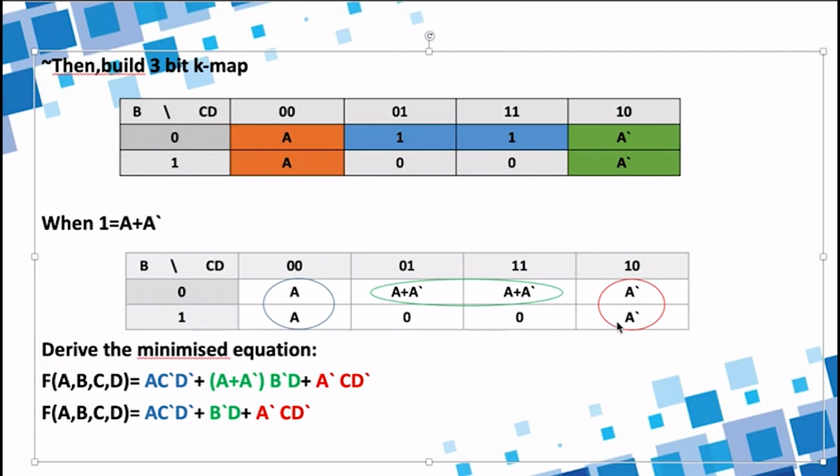And lastly, the right circle occupies both rows too. We don't have to mention the rows. And add 1, 0 column, which is C, D bar. So the answer is A bar, C, D bar. So the final answer should be A, C bar, D bar, plus B bar, D, plus A bar, C, D bar. So that's all. Thank you.